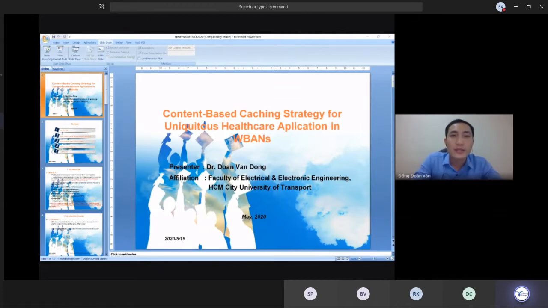This presentation includes five sections. The first one introduces the motivation and the problem, and how content-centric networking (CCN) works will be presented in section 2. The system model and proposed strategy will be presented in section 3, and the performance evaluation results in section 4. Finally, the conclusion as well as the future work in section 5.